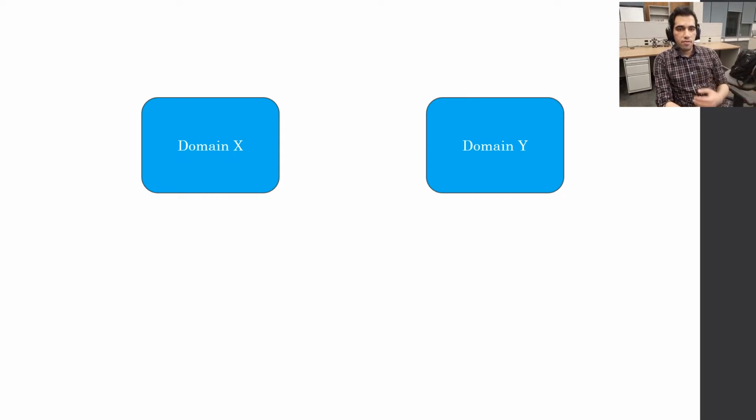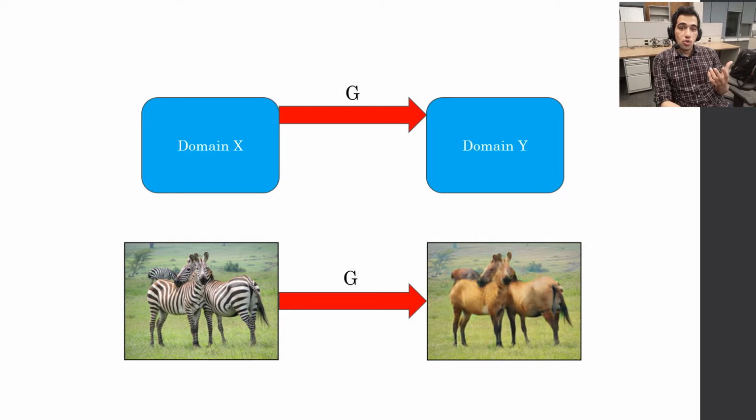Now let's have a better view of the entire model. Assume that we have two domains, domain X and domain Y, and our objective is to have a network G, which we can also call generator G. Our goal is to convert from the first domain to the second domain using that generator. Here we assume that domain X is the distribution of zebra images, and domain Y is the distribution of horse images. The overall objective is to have a network that generates a horse image from a zebra image.